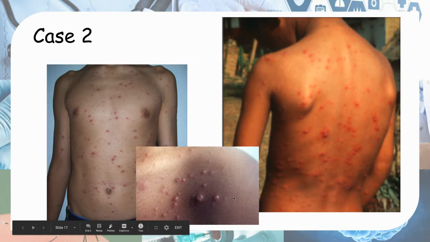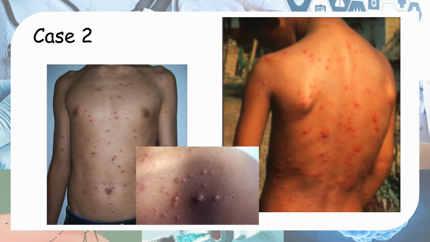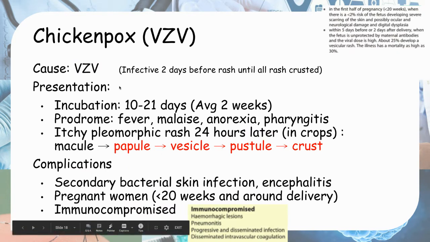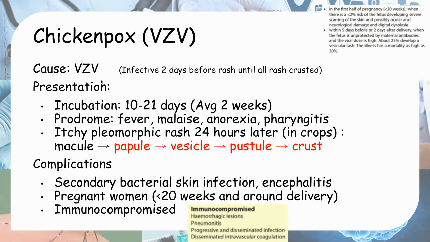Next one is quite obvious if you've seen it before. This is chickenpox. It's caused by the varicella zoster virus. The patient usually presents with fever, malaise, anorexia, pharyngitis, and then after that, about 24 hours later, they have an itchy pleomorphic rash. Pleo means many, morphic means forms, many forms of rash, and it comes out in crops for a duration of about 3 days.